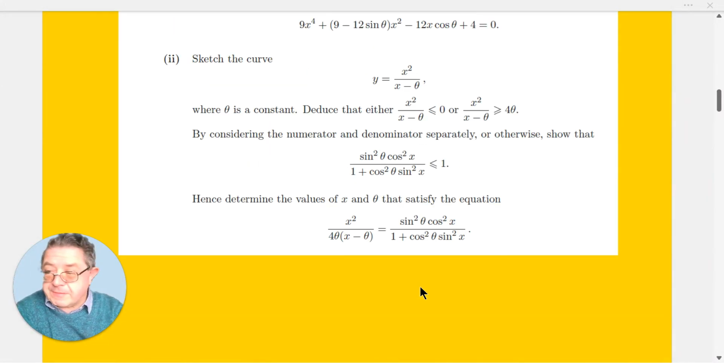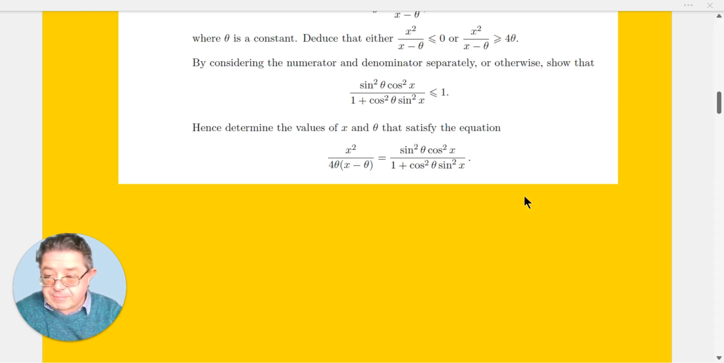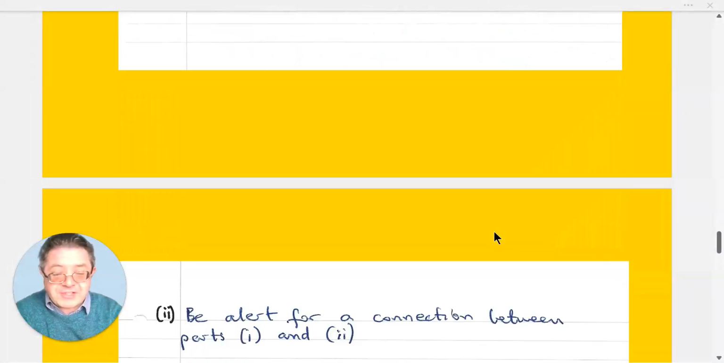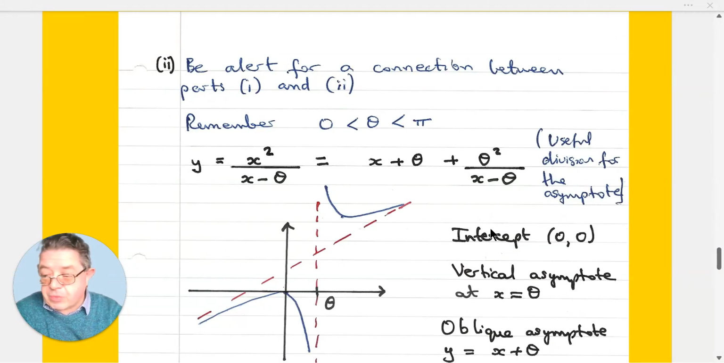Part 2 of the question, we're being asked to sketch a curve y equals x squared over x take theta, where theta is a constant. Once again, theta is between 0 and pi. It's a positive number. So we're going to sketch this. When we sketch curves, we think about things like intercepts, asymptotes, tendencies, turning points. For this particular curve, put in x as 0, we get y as 0, and y as 0 gives x as 0.